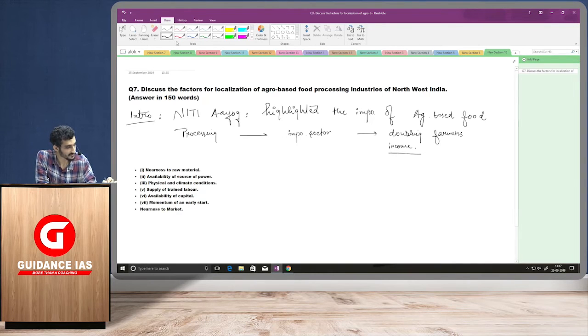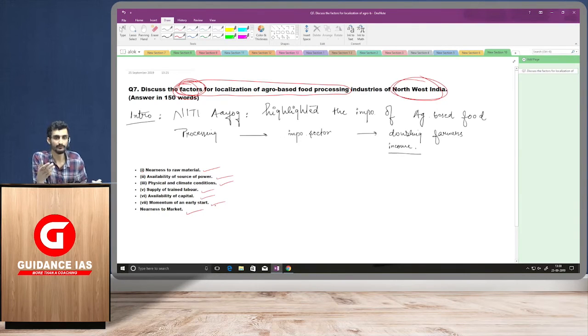So now the question is asking, what are the factors of localization of agro-based food processing industries? These are factors, and that too in Northwest India. So you can directly start. The factors for localization are nearness to raw material source, availability of power, physical and climatic conditions, supply of trained labor, availability of capital, momentum of an early start, and nearness to market. There are various kinds of agro-based food processing industries like cotton, dairy, meat, wheat, rice, sugarcane. So these all can be talked about, and these are the factors responsible.